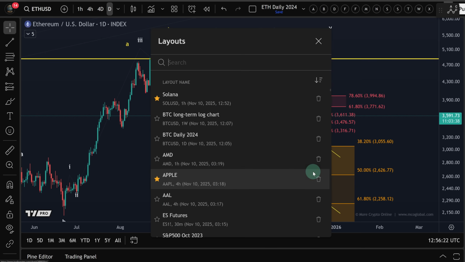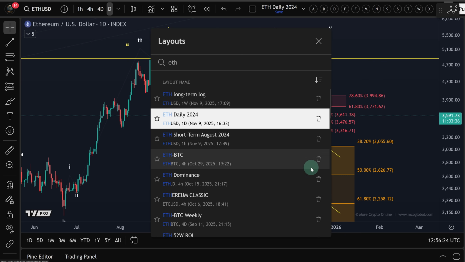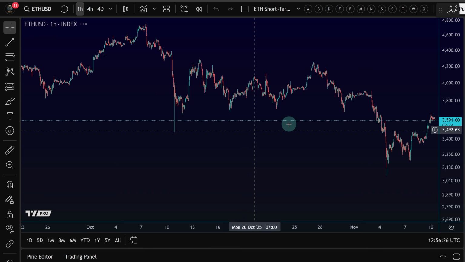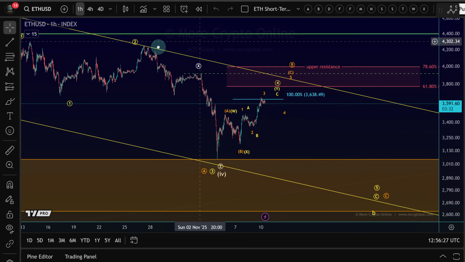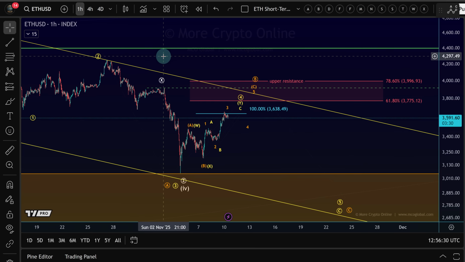Now let us take a look at the Ethereum short-term chart. Because on the short-term chart, we can see the detailed wave structure develop. And we can also see that the price reached this target, the 100% extension. I remember we talked about it either yesterday or a couple of days ago. I put this onto the chart as an ideal target for a move up.